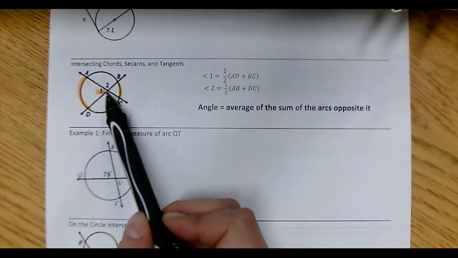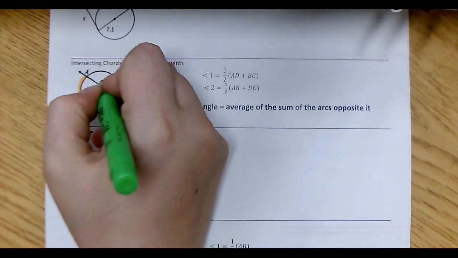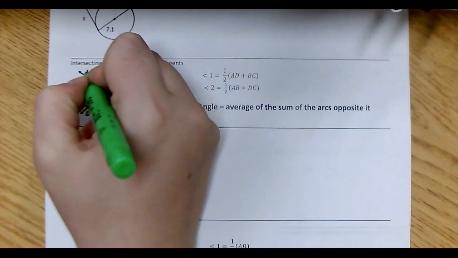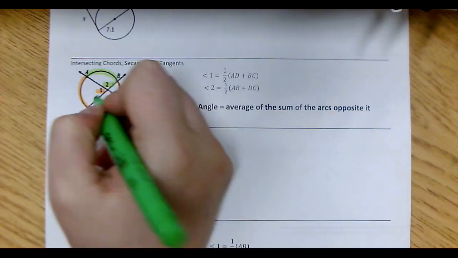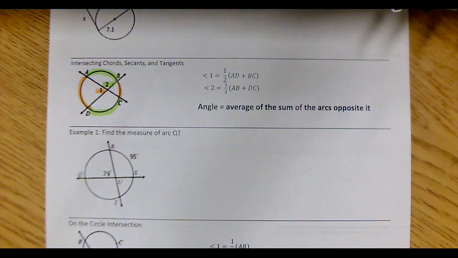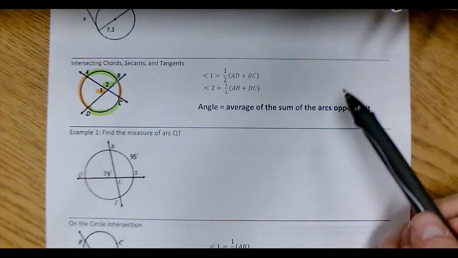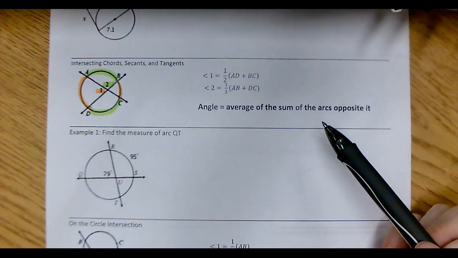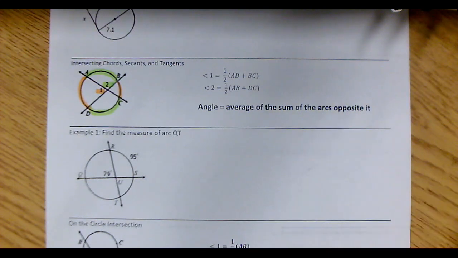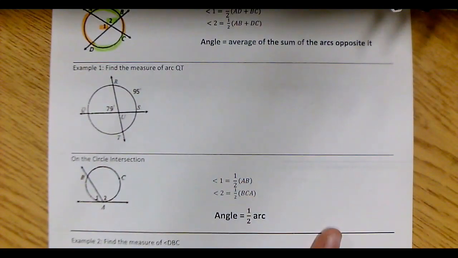And if we were trying to find angle 2, the arcs that are opposite that angle would be arc AB and arc CD. So we would have to add AB and CD together, divide it by 2, and we'll get the value for that angle. So let's go ahead and look at an example with this so you can see how this works.